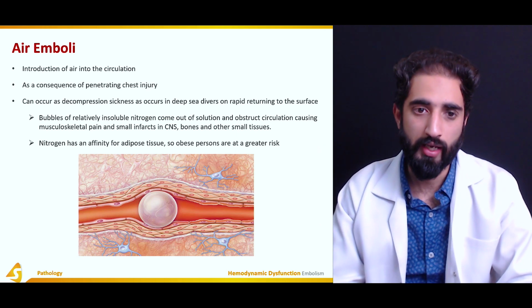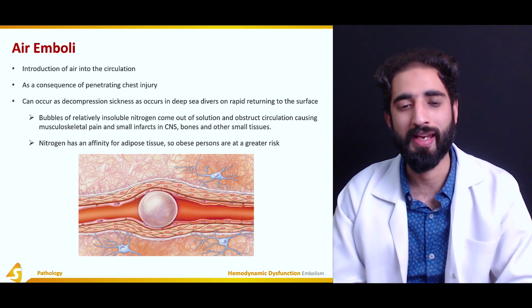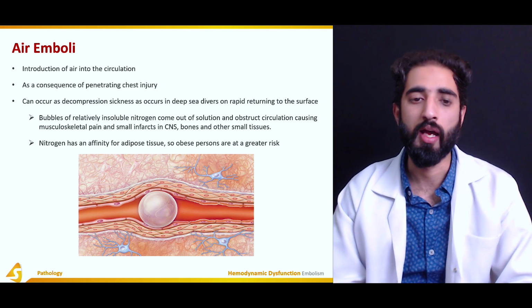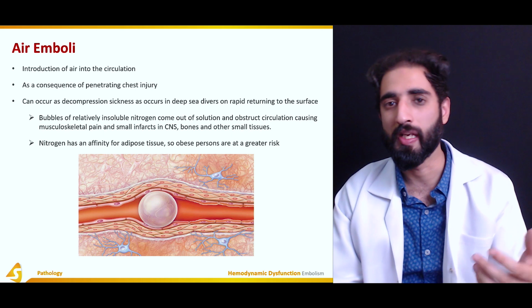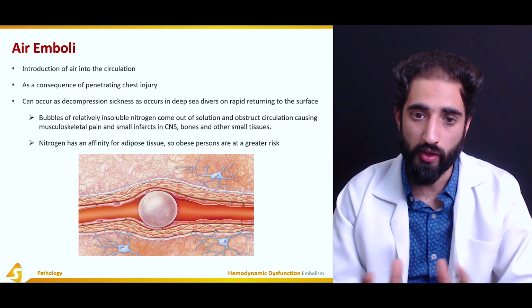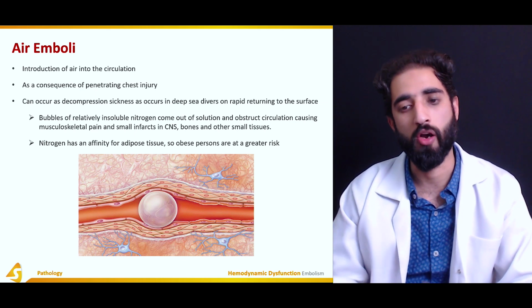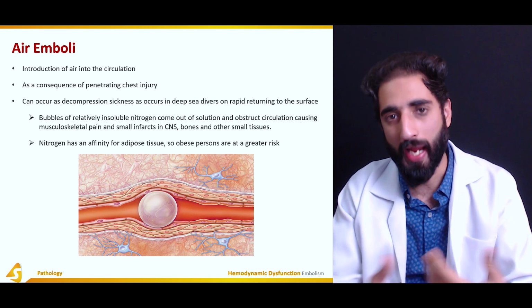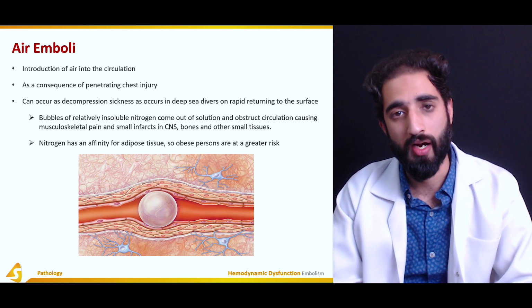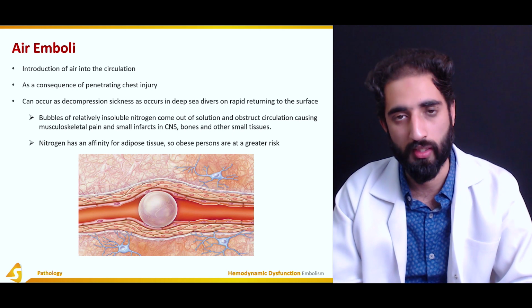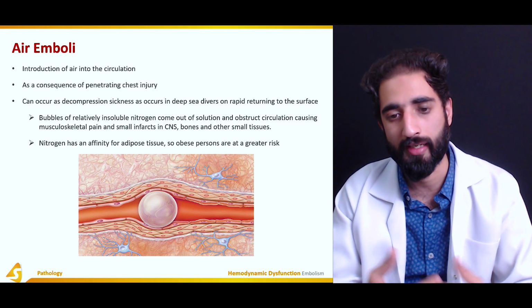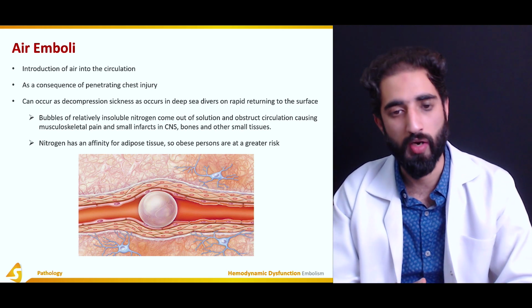Another one is the air emboli. It is the introduction of air into the circulation, and it is usually a consequence of penetrating chest injury like a stab wound, and can occur as decompression sickness, as occurs in deep sea divers on rapid return to the surface. The bubbles of relatively insoluble nitrogen come out of solution and obstruct circulation, causing pain in the musculoskeletal system, for example in the muscles or bones, and small infarcts in the central nervous system as well as bones and other small tissues. And nitrogen has an affinity for adipose tissue, so people who are obese are at a greater risk for developing decompression sickness.